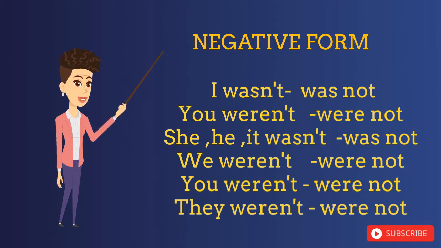These are the negative forms. I wasn't, was not. You weren't, were not. She, he, it wasn't, was not. We weren't, we were not. You weren't, you were not. They weren't, they were not.